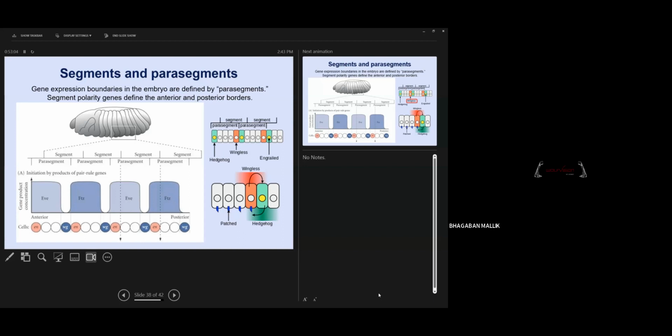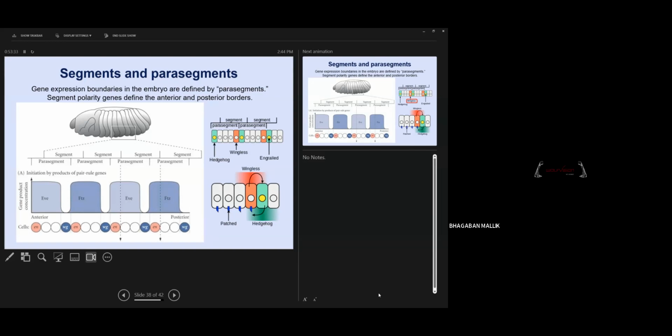Okay, so you have more expression of even skipped in the anterior side. You have less expression in the posterior side. Again, more expression. This is the anterior, this is the posterior, like that. And if you go into further detail, you will find some other genes which also specify anterior-posterior polarity. That is, anterior polarity, that is engrailed. It specifies the anterior polarity, or the wingless, it specifies the posterior polarity.